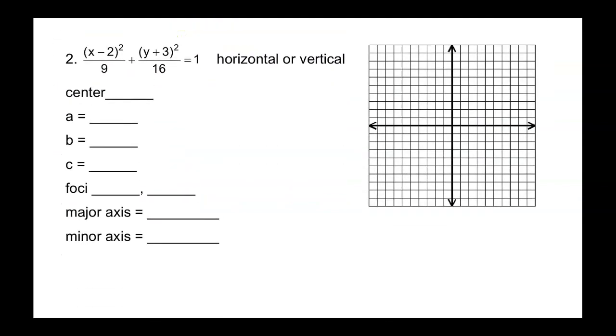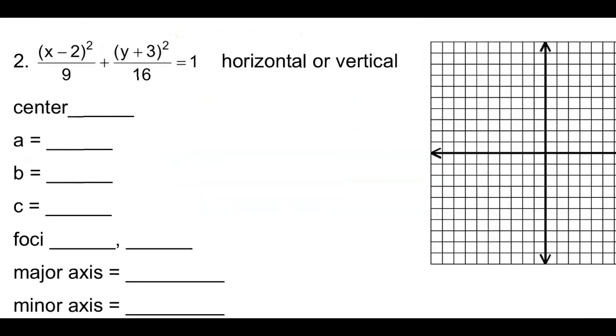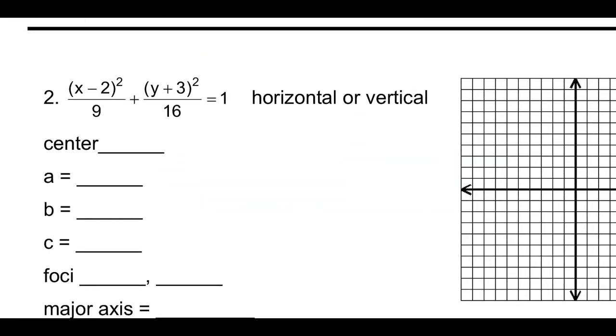For question 2, I'm going to go through the same kind of process that I just did before. First thing that I want to do is label my a squared and my b squared. Looking at both of those denominators, 16 is clearly bigger and 9 is smaller. So the larger number is 16. Remember, you do not need to square 16 again. It's already been squared.